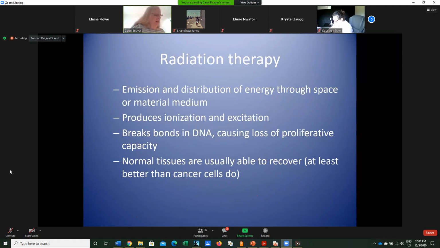Okay, so our radiation therapy. This is going to be sort of complicated here. I'll start it up, and then we'll finish that up in a little bit. Okay, so radiation therapy, it emits and distributes energy through space or material medium. So it ionizes and excites whatever it's going through, and it breaks the bonds in the DNA, and that's the main thing. So I've got mine started and highlighted on that one. Breaking the bonds of the DNA is really the way that it works, and it causes the loss of the proliferative capacity. So the normal tissues are usually able to recover at least better than cancer cells do.